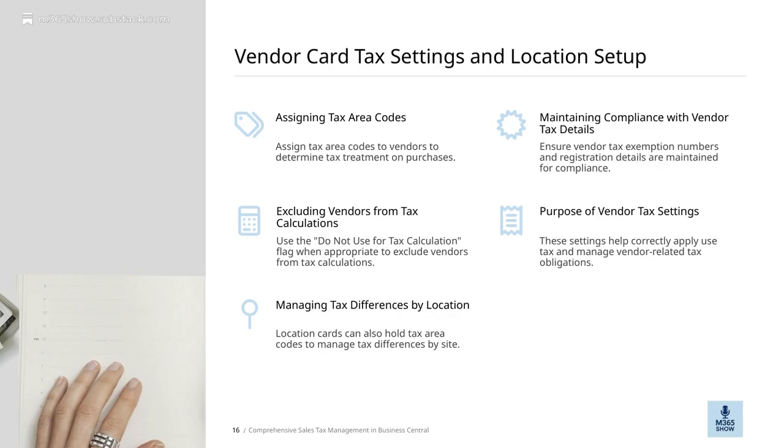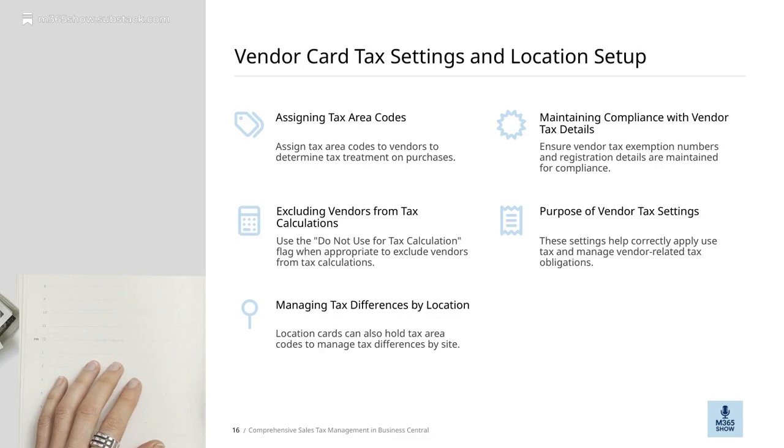Additionally, location cards can store tax area codes. This is particularly useful when managing tax differences across various sites or locations within your business. It allows for more precise tax calculations based on where the transaction occurs. Sometimes, you might want to exclude certain vendors from tax calculations altogether. That's where the Do Not Use for Tax Calculation flag comes into play. It provides the flexibility to omit specific vendors from tax processes when needed.